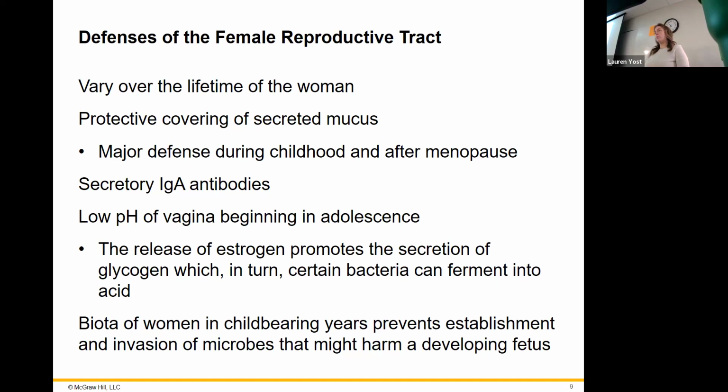Once you start going through puberty, we have a lowering of the pH of the vagina associated with lactobacillus bacteria, which are the prominent species of bacteria in the vaginal area. So that's going to be related to hormone changes. The biota of women in childbearing years prevents establishment and invasion of microbes that could harm the fetus, which is pretty impressive, actually, when you think about it. You are meant to have a certain kind of biome in your childbearing years to protect a potential child.